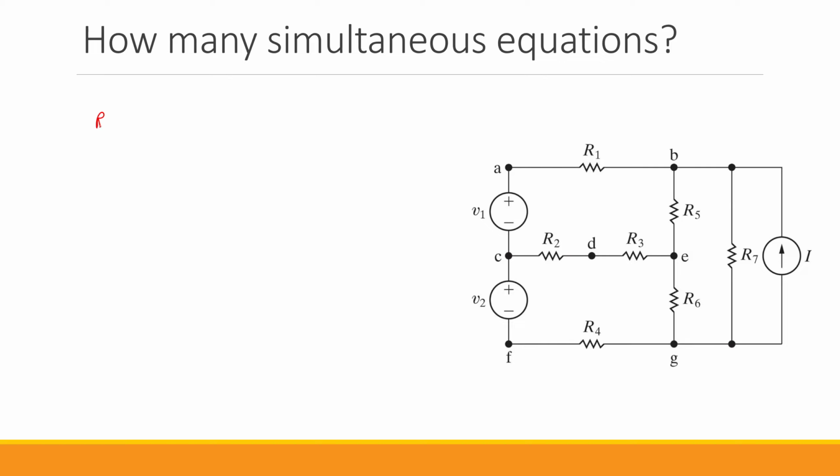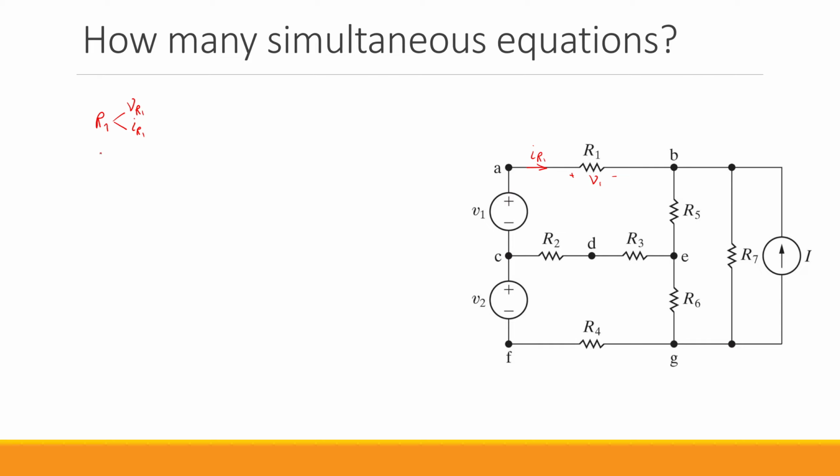We have R1, for which we want to know its voltage. So the voltage of R1, and the current that goes through R1. I can assign the voltage in this direction, and I can say the current of R1 is in this direction.